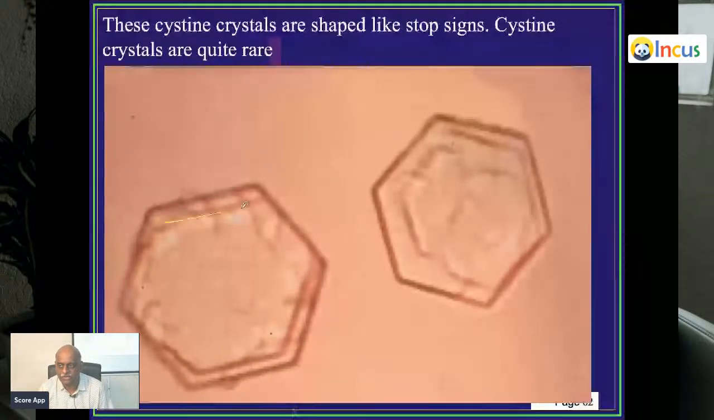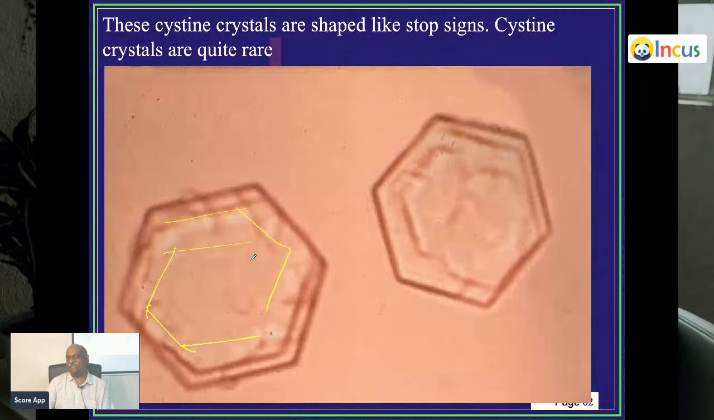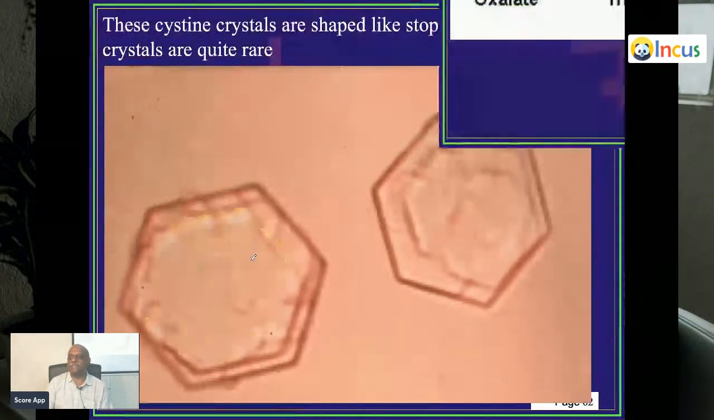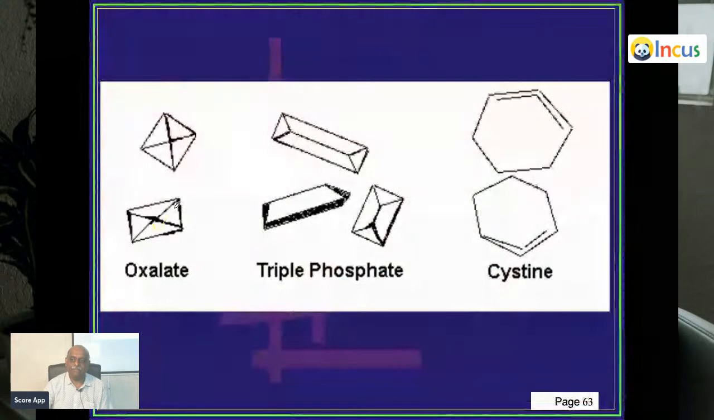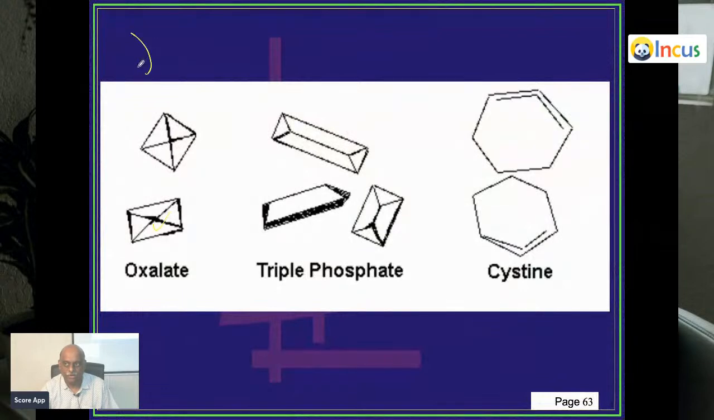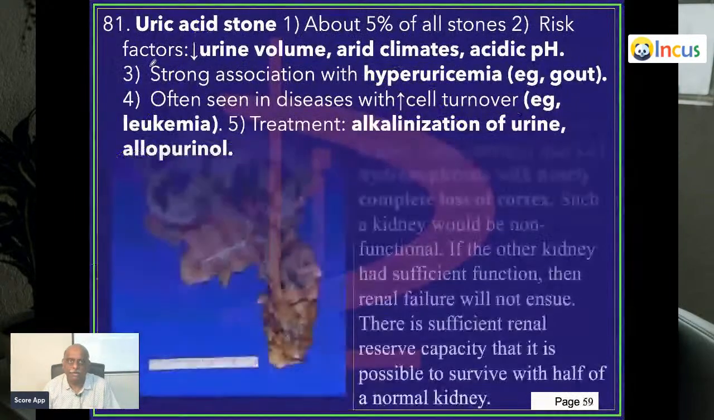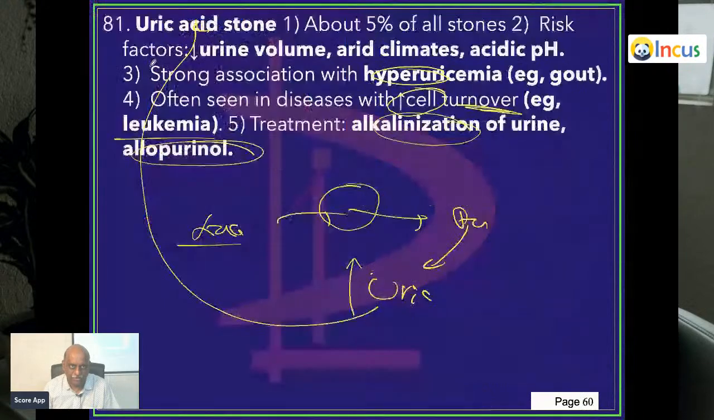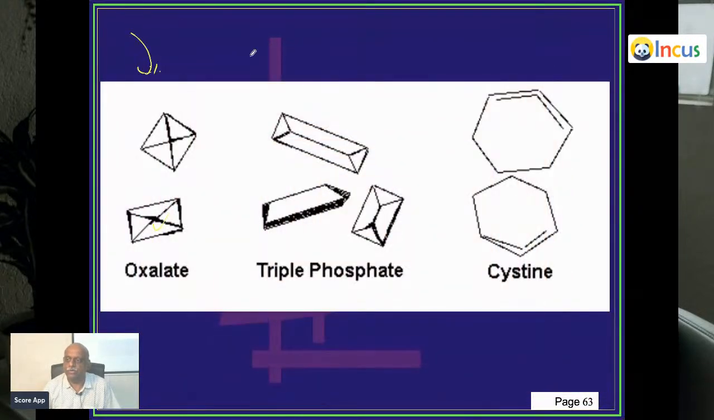How are the cystine stones shaped, doctor? Six-sided, hexagonal crystals. So which one is the coffin lid appearance? Struvite. Struvite is all coffin lid. Okay. This is cystine. This is rhomboid.